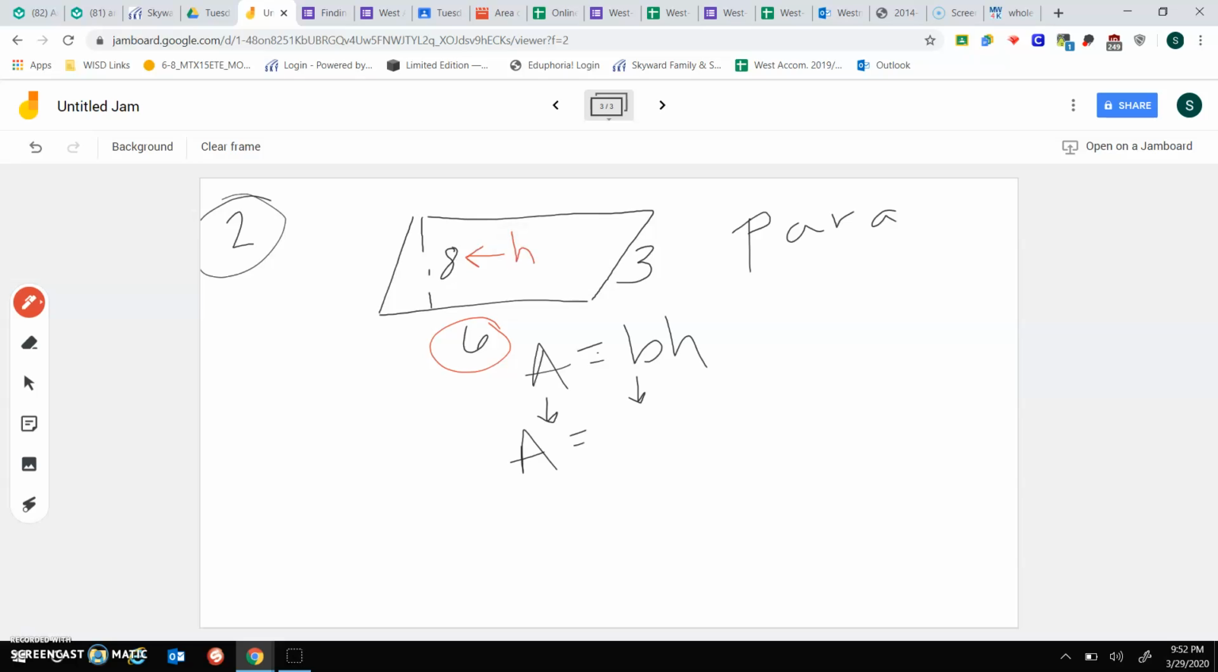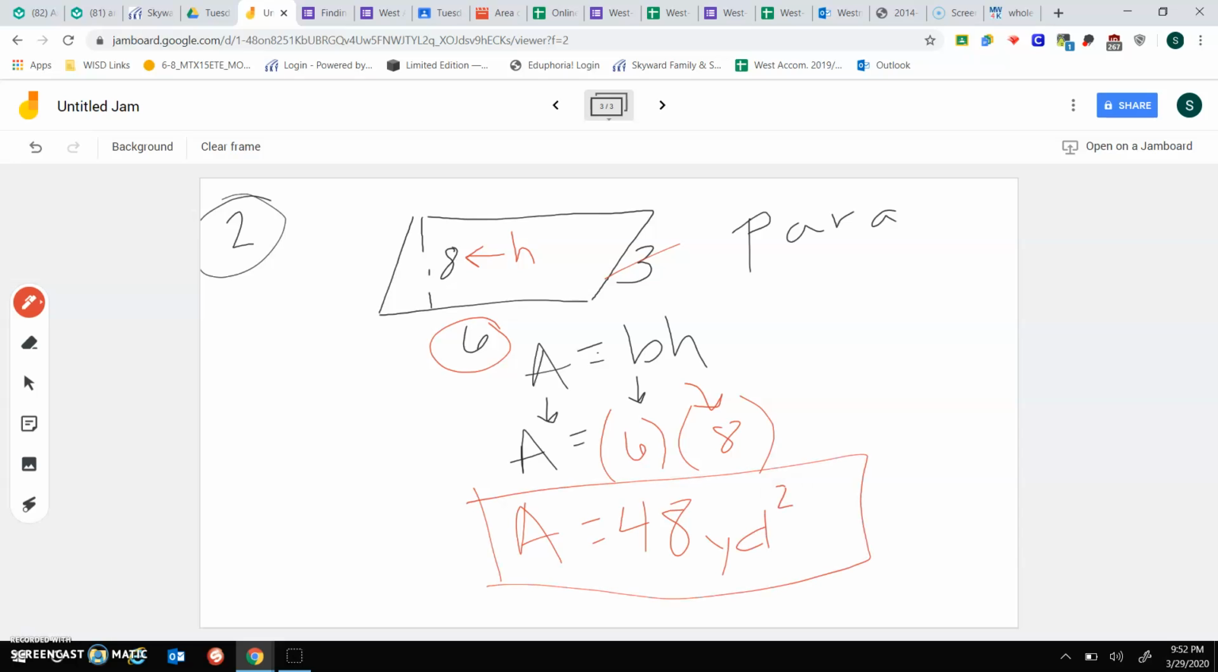Your dotted line, remember, it has to be straight up and down. 3 we don't need. That's the side. That's not straight up and down. So my base is 6. And my height is 8. And now 6 times 8 is 48. You could say yards squared. We'll say this was in yards. Okay, so that's a parallelogram.